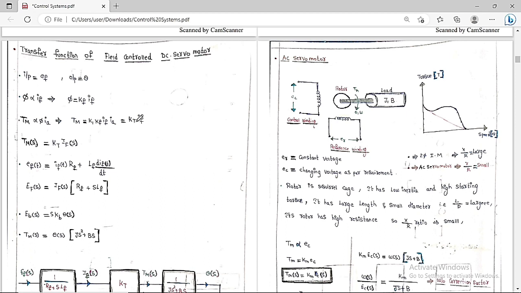Then, if we want this in terms of the Laplace domain rather than the time domain, we are going to get Tm of s is equal to Kt into If of s.